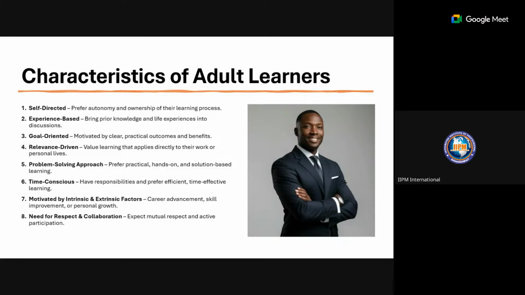And then you also need to get to know that it's experience-based. They bring prior knowledge and life experiences into discussions. It is these discussions and prior knowledge that will help you guide their learning and help them become more focused. Then it is goal-oriented. Adult learners are mostly motivated by clear, practical outcomes and benefits. If this is not well defined, they will not be there. They have a problem-solving approach and prefer practical, hands-on, and solution-based learning.